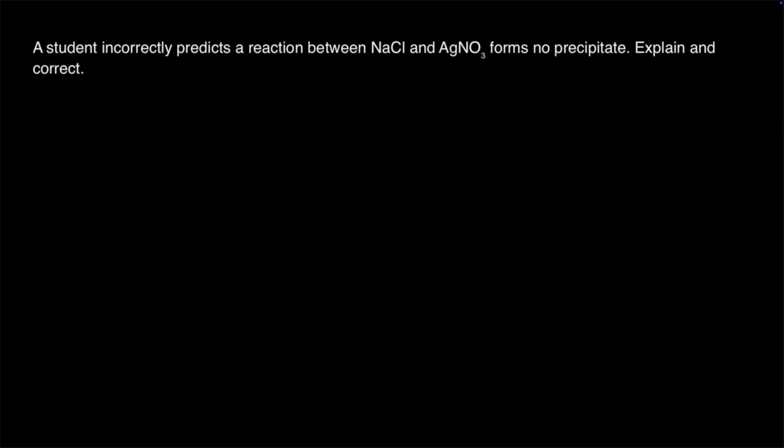A student incorrectly predicts a reaction between NaCl and AgNO₃ forms no precipitate. Explain incorrect. When two compounds are mixed together, this will be a double replacement reaction. When a precipitant is mentioned, this is a special type of double replacement reaction called a precipitation reaction. A precipitation reaction will form a precipitate, a solid or insoluble product, based on solubility rules.